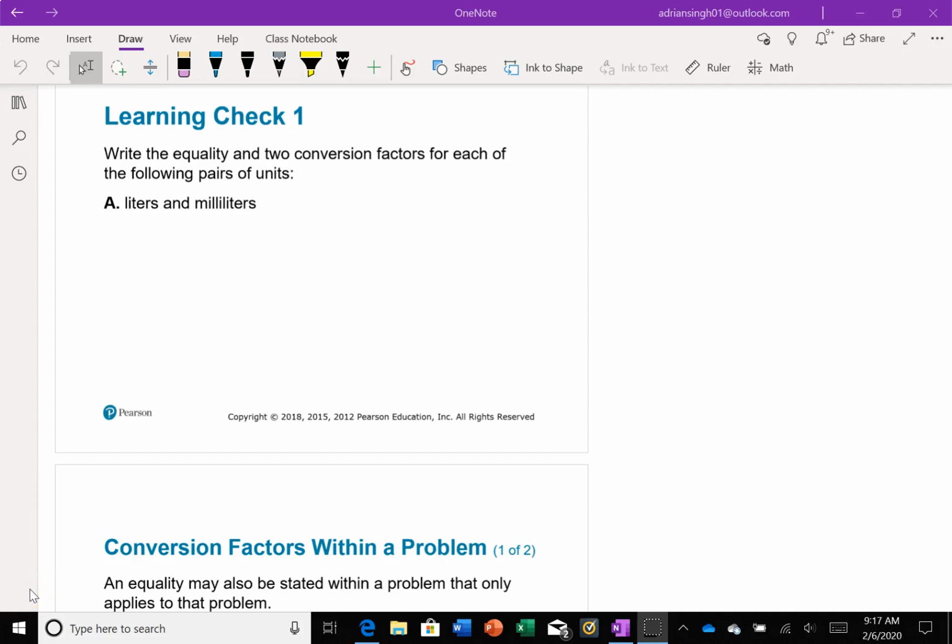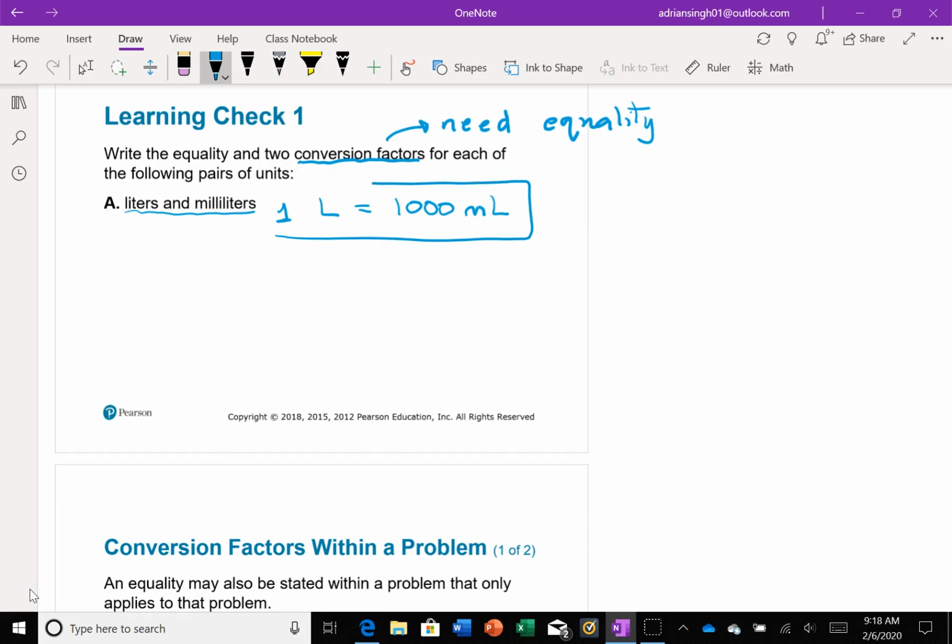All right, so as a reminder, when we write conversion factors for things, we first of all need the equality, right? Because we saw in class the last time that an equality can be used to generate two conversion factors always. So if we're looking to see the conversion factors we can get from liters and milliliters, we need to know the relationship between them. So this is a metric relationship, and eventually you should know that 1 liter is equal to 1,000 milliliters. All right, so this is our equality that we have.